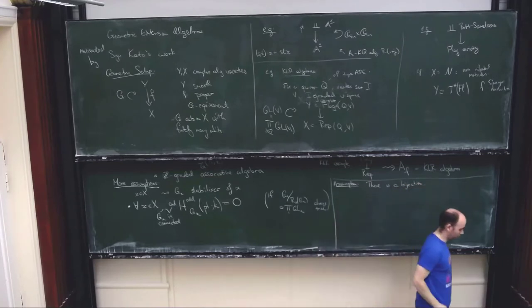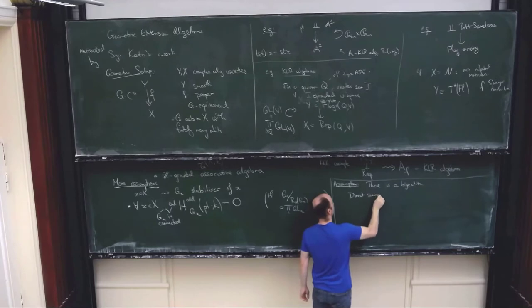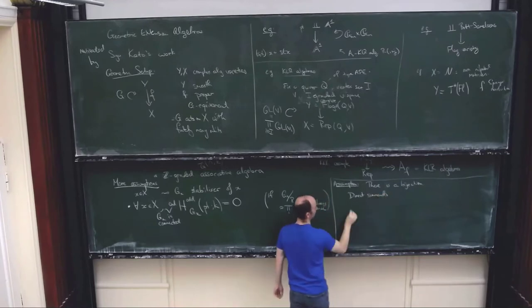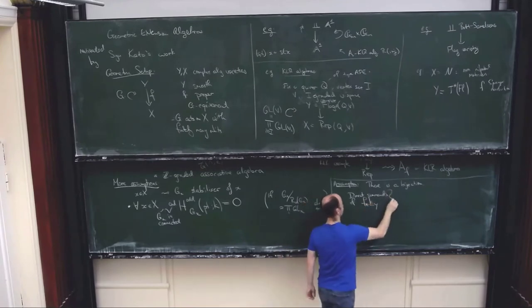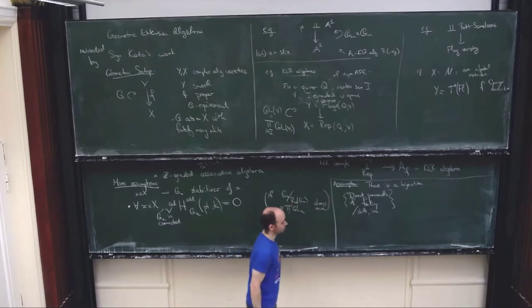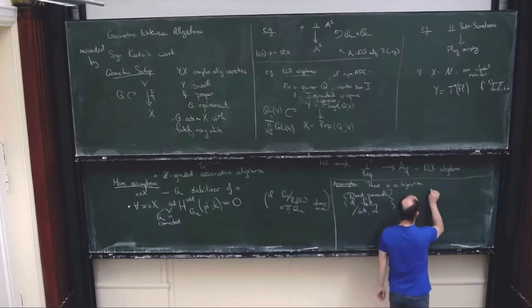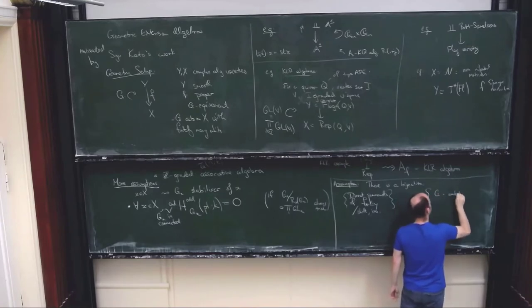So on one side, I'm going to take direct sum ends of this push forward, up to shift and isomorphism. And on the other side, I'm going to take G orbits on X.